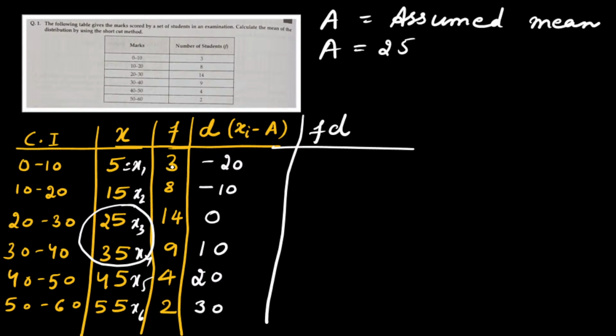So F into D. F is 3. Now 3 into minus 20. FD means these two you will be multiplying now. So this is minus 60, minus 80, 14 into 0 is 0, 9 into 10 is 90, this is 80, this is 60. If anyone has any doubt, you can just tell me. Anyone, any doubt?